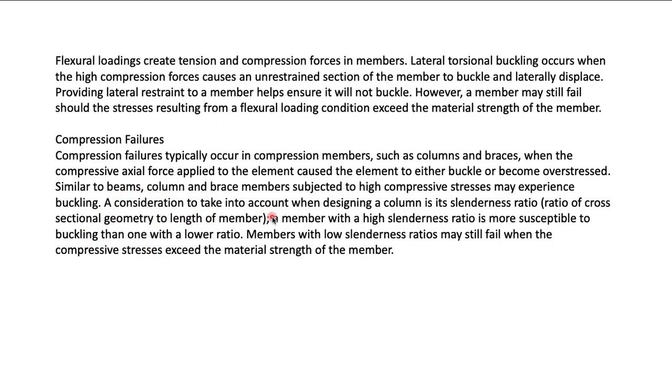A consideration to take into account while designing a column is the slenderness ratio, the ratio of the length of the member to its cross-sectional geometry. A member with a high slenderness ratio is more susceptible to buckling than one with a lower ratio. A member with a low slenderness ratio may still fail if compressive stresses exceed the material strength of the member.